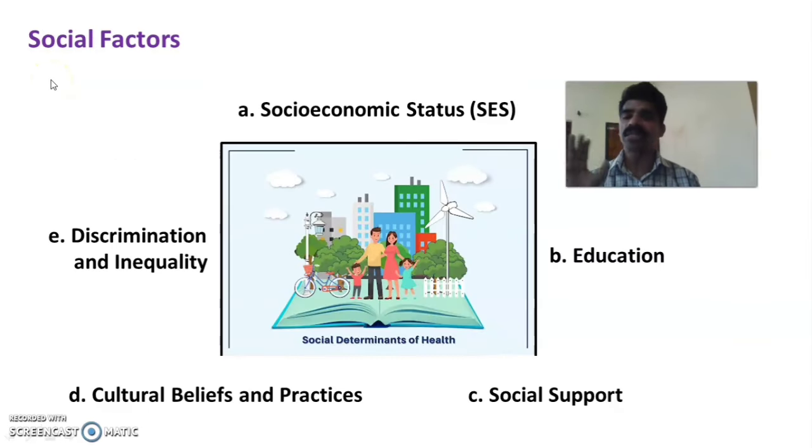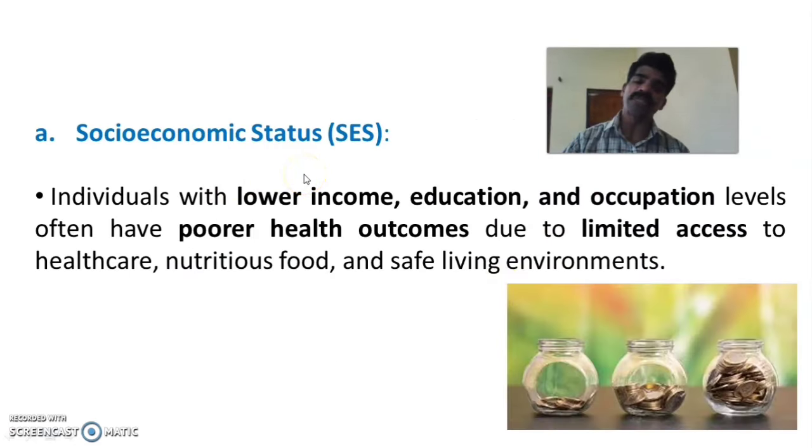So these conditions include socio-economic status, SES, educational background or status of the person, social support system of the person, cultural beliefs and practices of the individual, and social discrimination or gender discrimination and inequality present in society. All come under the 5 sub-factors of social factors. Let us discuss in short about the 5 different sub-factors of social factors which influence the health of the person. First one is socio-economic status.